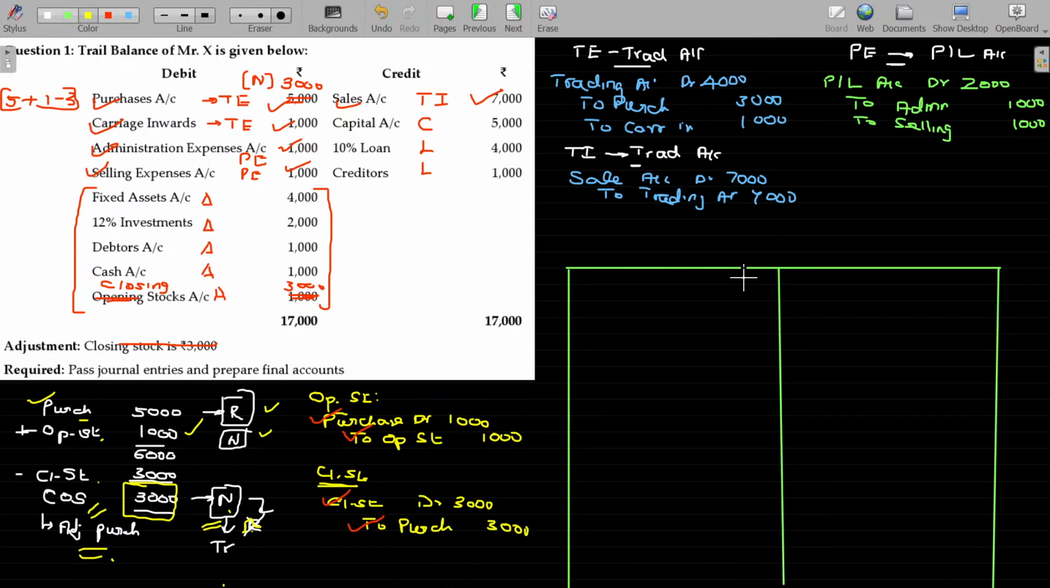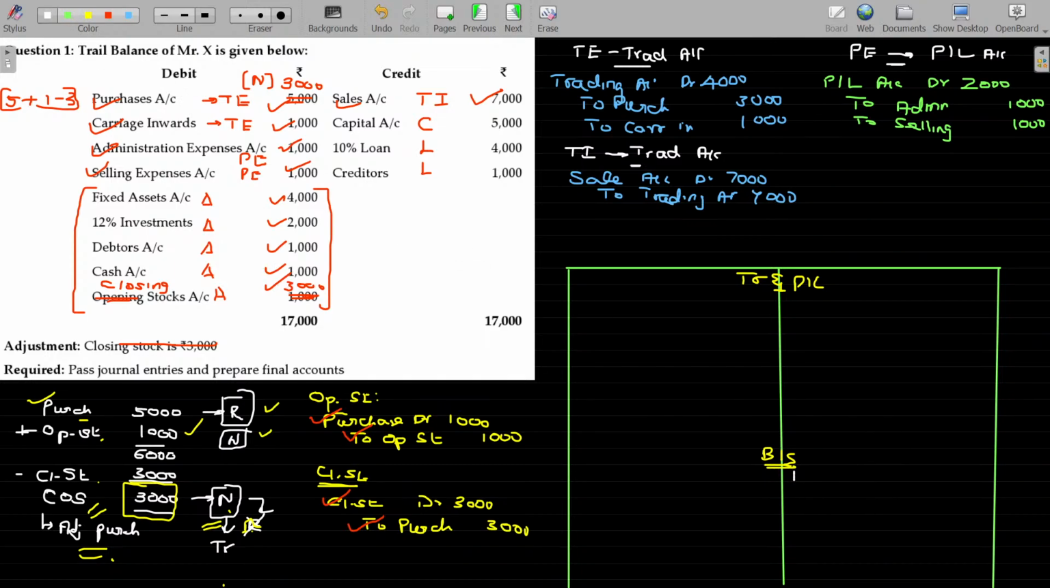So, trading and P&L account and then balance sheet. What are the leftover items in the trial balance? 1, 2, 3, 4, 5 assets are there. I just post all these things in the asset side.